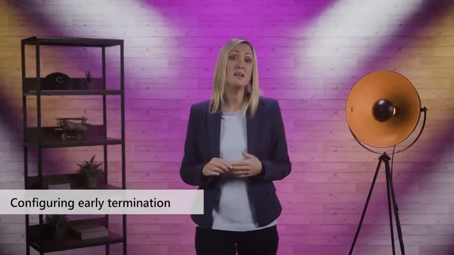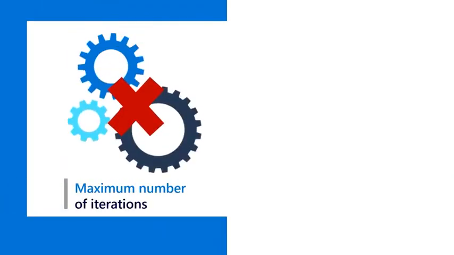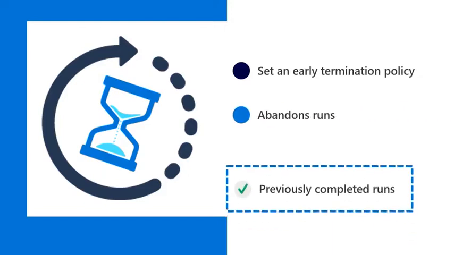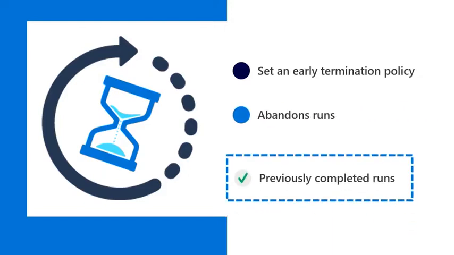With a sufficiently large hyperparameter search space, it could take many iterations or child runs to try every possible combination. Typically, you set a maximum number of iterations, but this could still result in a large number of runs that don't result in a better model than a combination that has already been tried. To help prevent wasting time, you can set an early termination policy that abandons runs. The runs that are abandoned are unlikely to produce a better result than the previously completed runs.